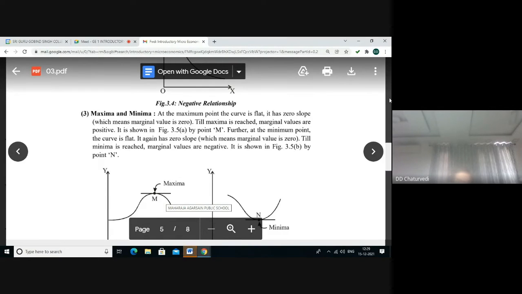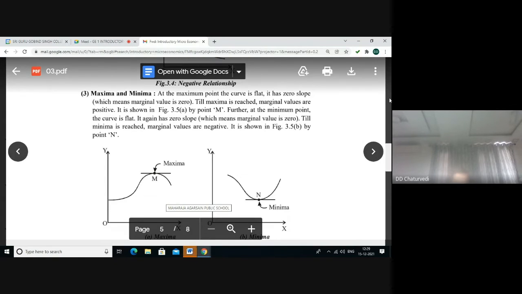Then we have the concept of maxima and minima. At the maximum point of the curve, the tangent becomes parallel to the x-axis and the curve becomes flat. It has zero slope. That means marginal value is zero. And before that, marginal values are positive and we can call it an increasing function. In figure 3.5a, m is the maximum point and beyond this point the function starts decreasing.